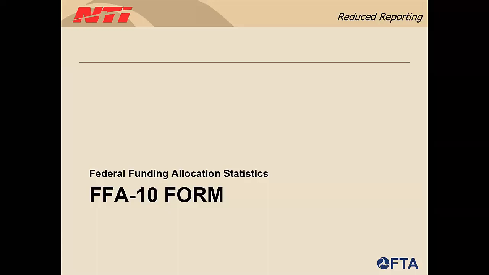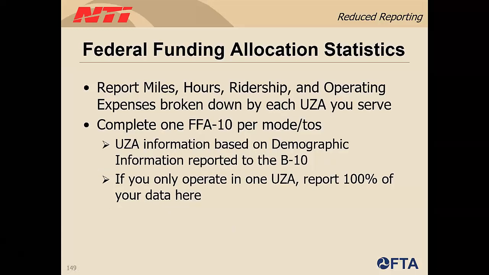Thank you, Erica. Next, we will cover the Federal Funding Allocation Statistics FFA 10 form. On this form, you will report vehicle revenue miles, vehicle revenue hours, unlinked passenger trips, and operating expenses broken down by each UZA that you serve. You will complete one FFA-10 form for each mode. The UZAs will populate based on your agency's DB10 form.